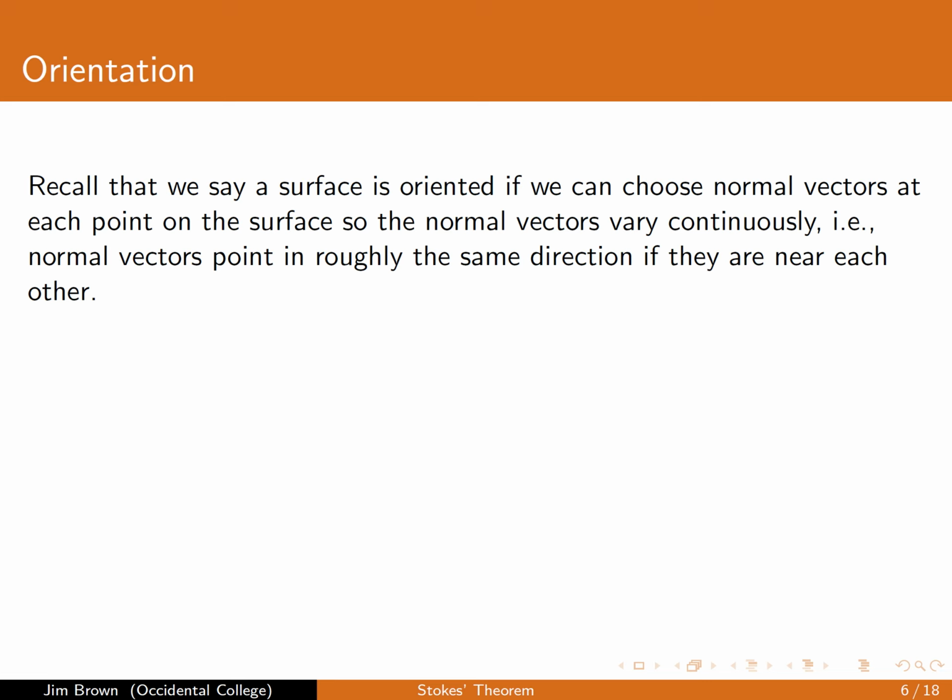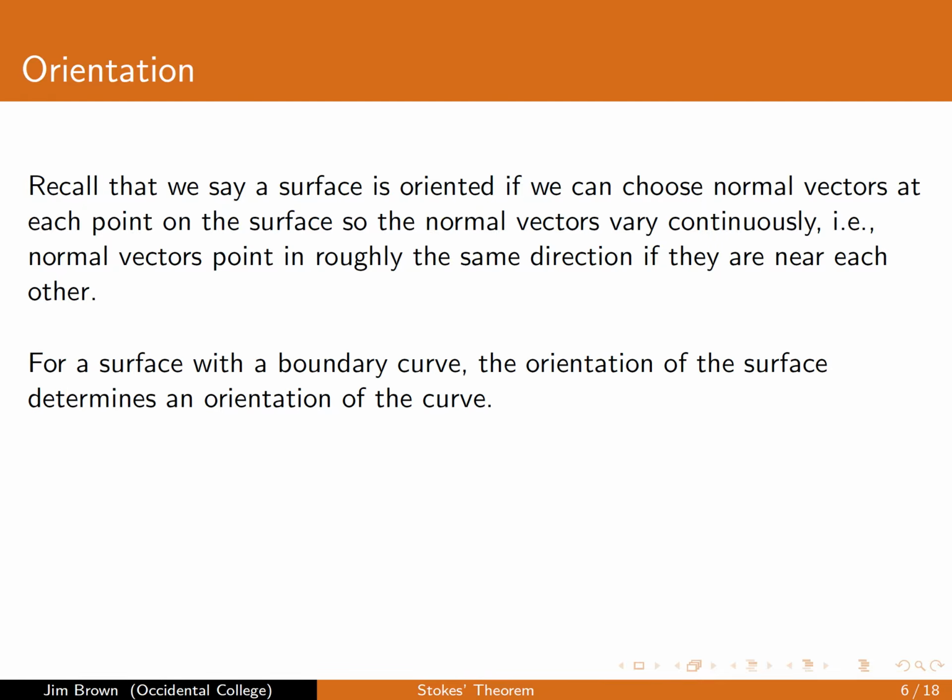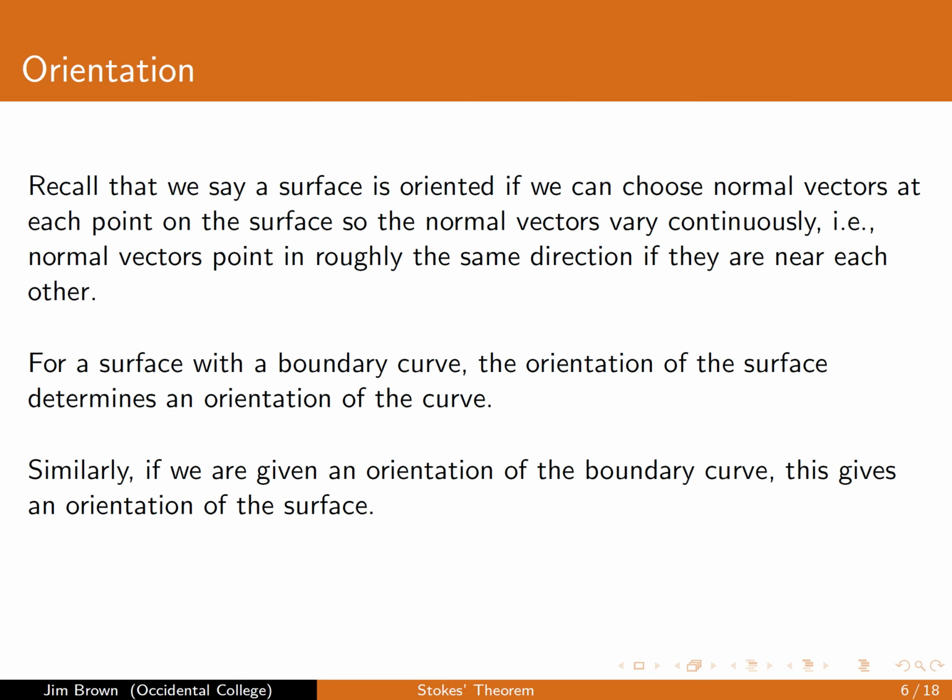Recall that we said a surface is oriented if we can choose a normal vector at each point so that it varies continuously. So basically, if you think of putting your pencil as the normal vector on a surface, as you move around the surface, you're just going to move that pencil around the surface. It doesn't flip over to the other side of the surface at any point. And so for a surface with a boundary curve, the orientation of that surface is going to determine an orientation of the curve. We're going to want these orientations to agree. And similarly, if we have an orientation on the boundary curve, there'll be a matching orientation on the surface. So depending on what our situation is, we might start with an orientation of the surface, or we might start with an orientation of the boundary curve.